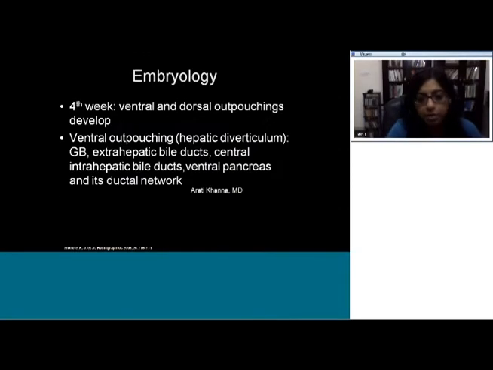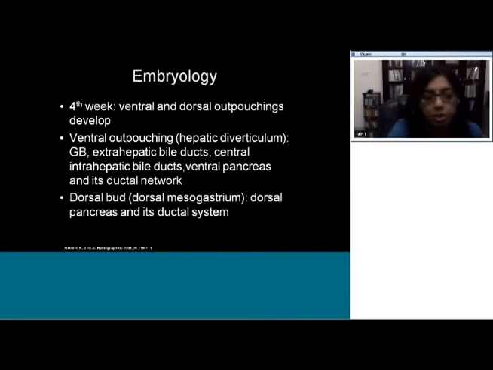So I'm going to just touch on the embryology briefly. In the 4th week of development, the ventral and the dorsal outpouchings develop. The ventral outpouching, also called the hepatic diverticulum, is what leads to development of the gallbladder, the extrahepatic bile ducts, the central intrahepatic bile ducts, the ventral portion of the pancreas and its ductal network. And the dorsal bud, which is also called the dorsal mesogastrium, contributes to the dorsal pancreas and its ductal system.